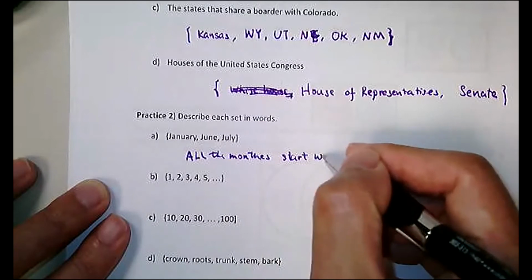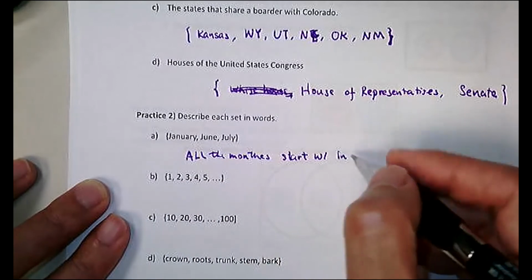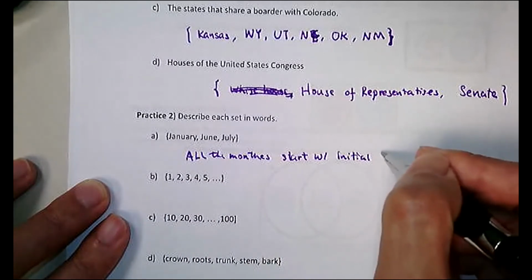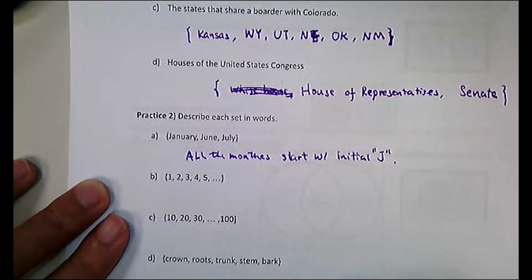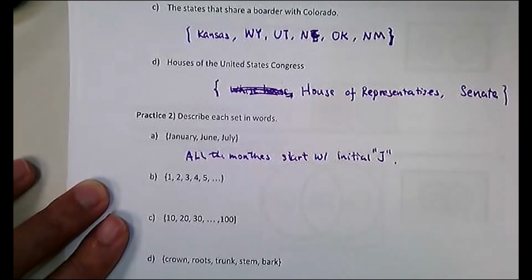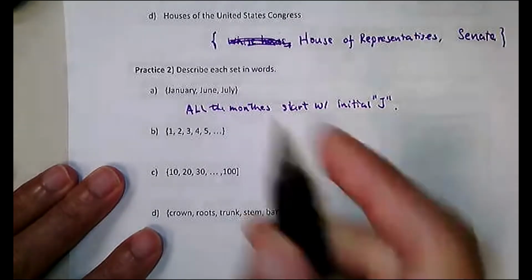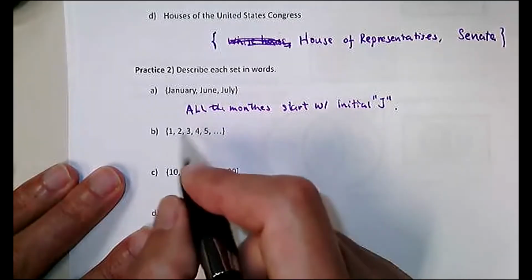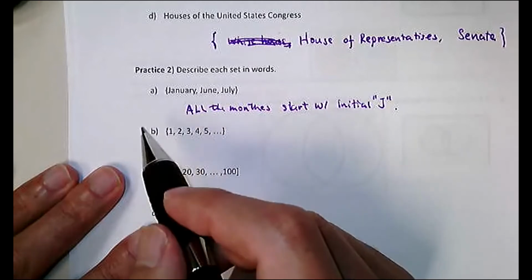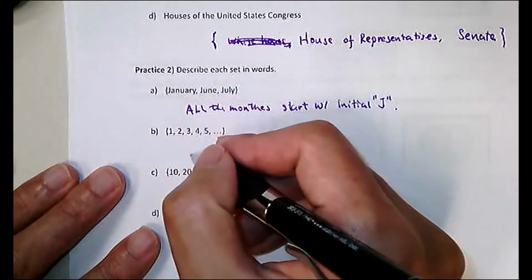All the months start with, and when I write W slash, it means with, initial J. Okay, how about the next one? 1, 2, 3, 4, 5, and so on. This one, I'll just tell you, is all positive natural numbers.